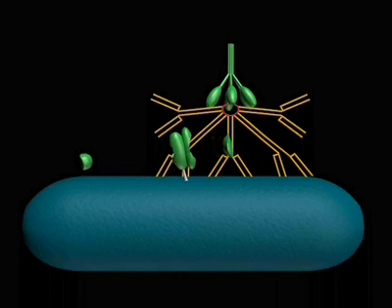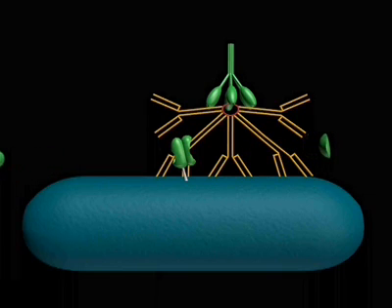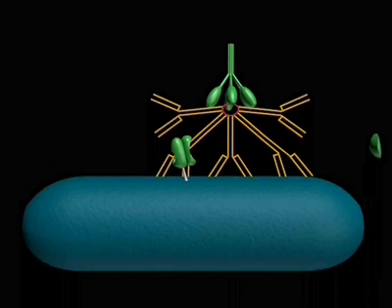Because secreted IgM is a pentamer of the basic 4-chain structure, it is effective at cross-linking antigens and also fixes complement.